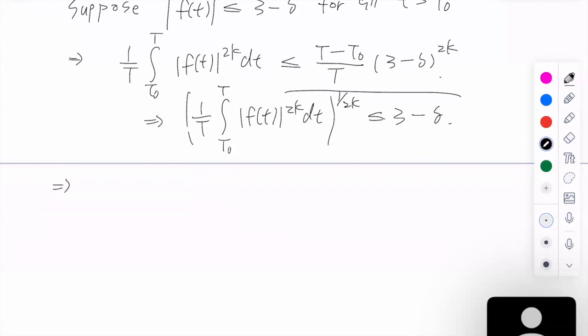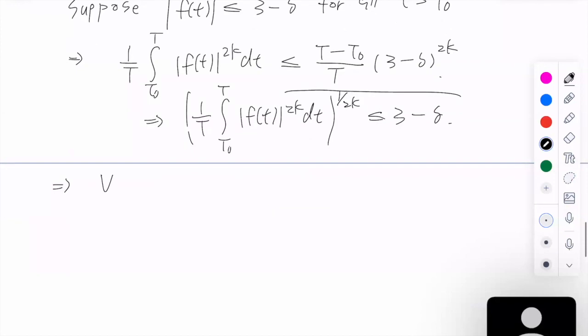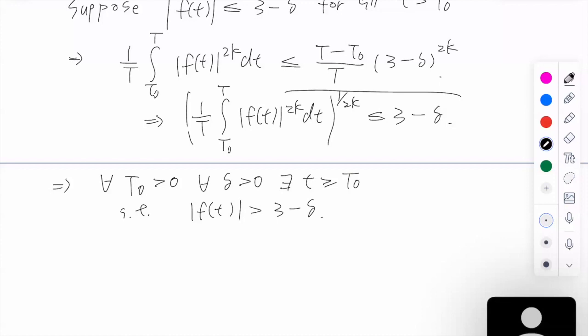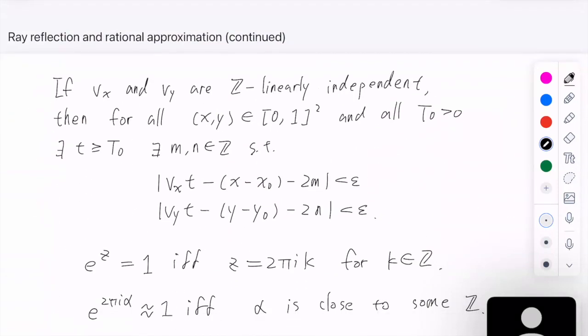So we know that the contradiction can't be true, so we look at the negation of the statement. If we look at the negation of the statement, we see that for every t0 greater than 0, and for every delta greater than 0, there exists some t greater than or equal to t0, such that the absolute value of f(t) is going to be greater than 3 minus delta. So this means that the function f(t) can be close to 3 in this arbitrary sense. And this effectively proves the proposition we have at the beginning.